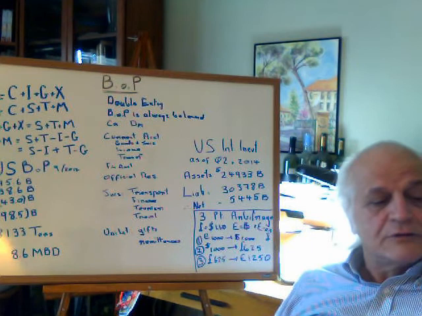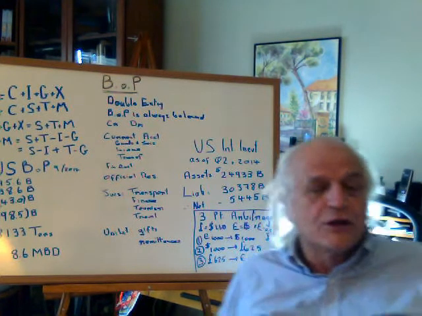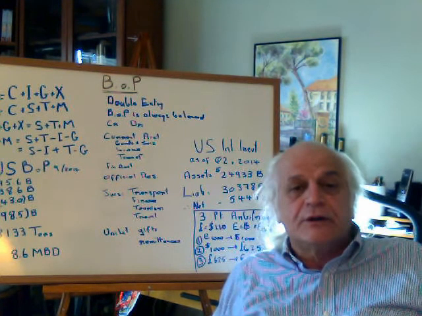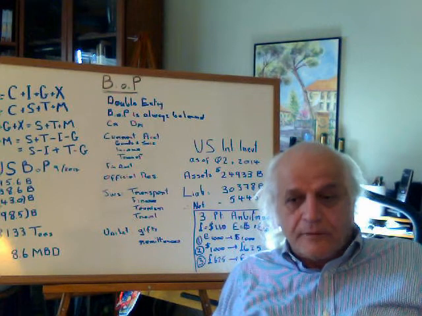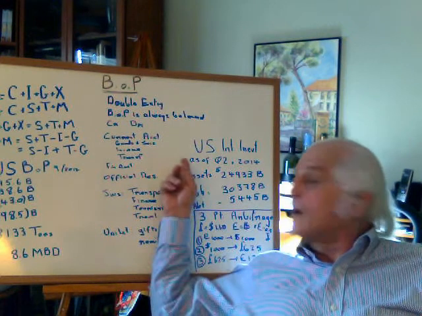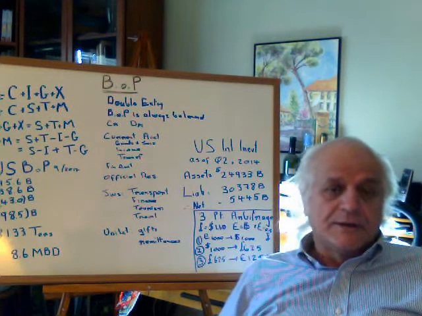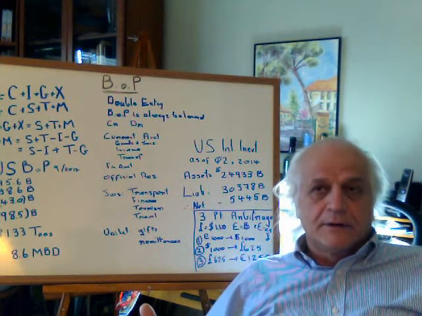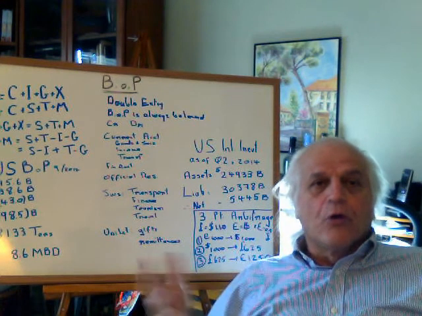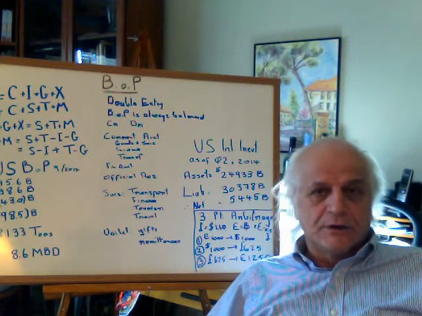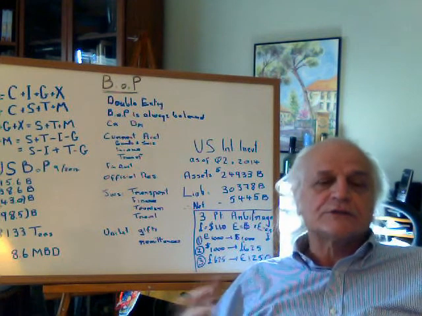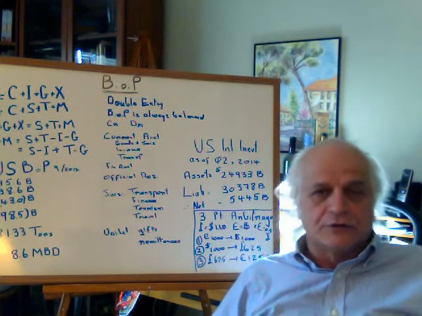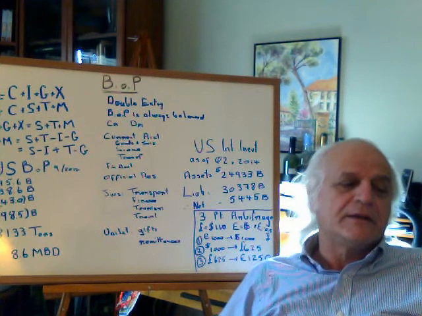We classify countries as being either creditors or debtors. A creditor country is a country that has, and these, by the way, are the net position. That's to say, if a country is going to liquidate all its holdings in the rest of the world, and the rest of the world is going to liquidate all its holdings of that country, then what will be the net position?